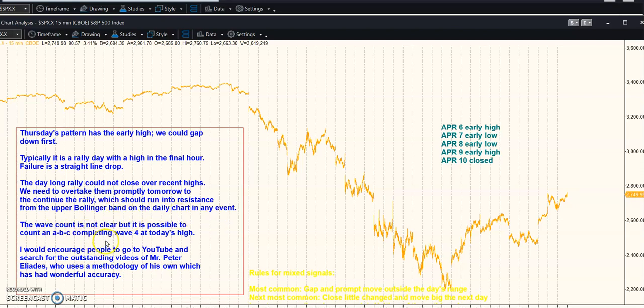Wave count's not completely clear to me, but it is possible to count an ABC completing wave 4 at today's high, and there probably is some other count that works. I just couldn't find one, and if we keep going higher, we'll have to look once again.